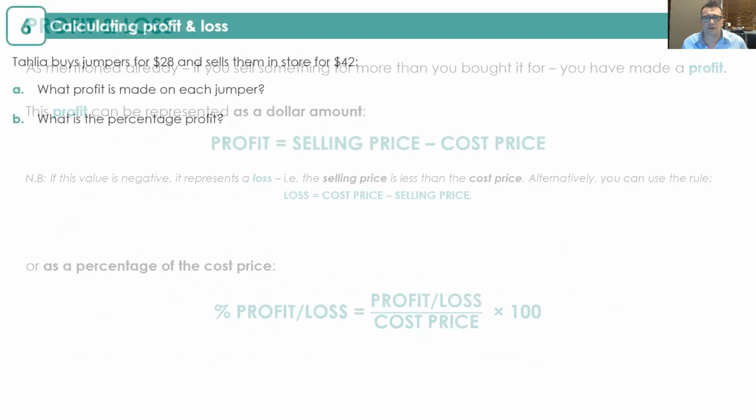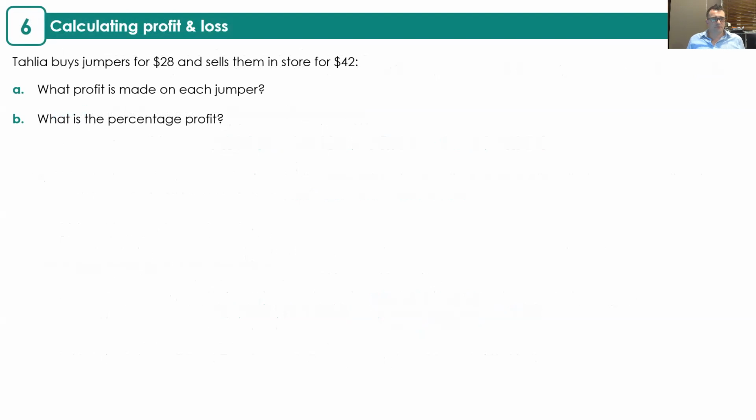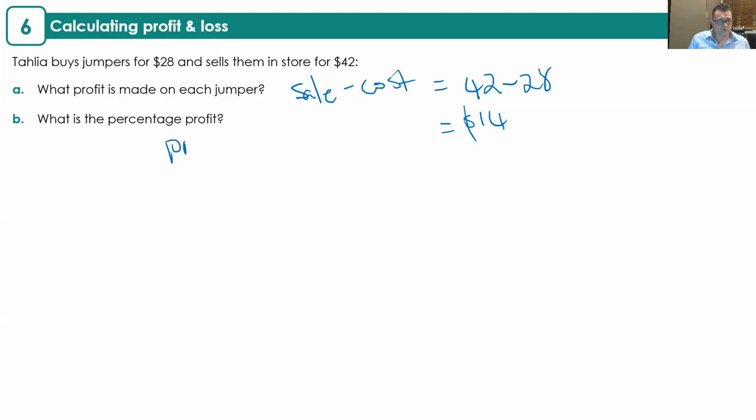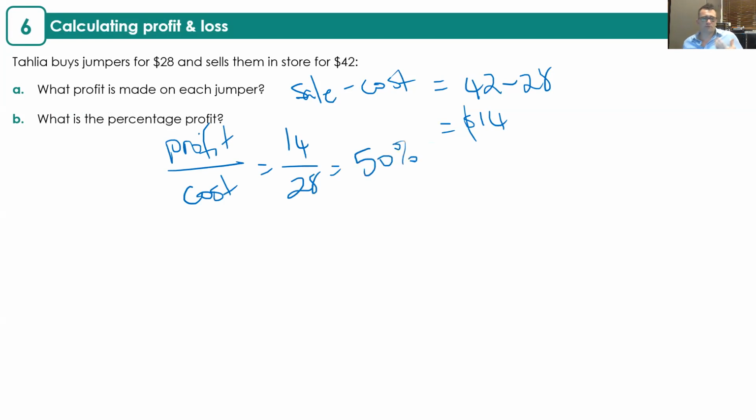Okay, so if Talia buys jumpers for $28 and sells them in store for $42, what's the profit made on each jumper? So the absolute profit is the sale minus the cost. So 42 minus 28, so $14. The profit percentage is always divided by the initial, so that is the profit divided by the cost, so 14 over 28, so 0.5, which is then 50%.